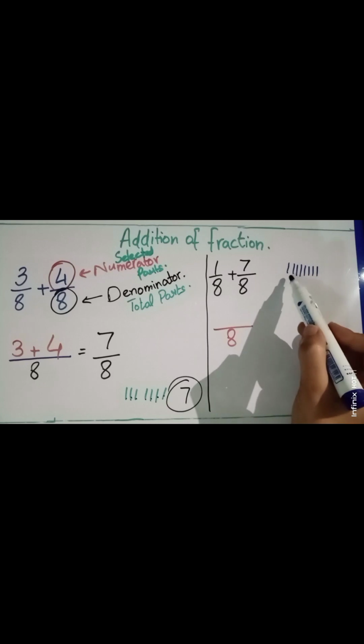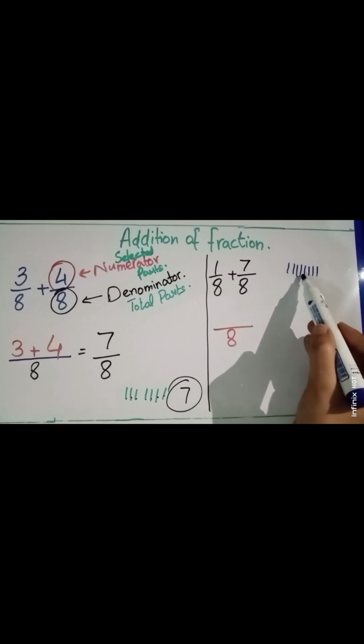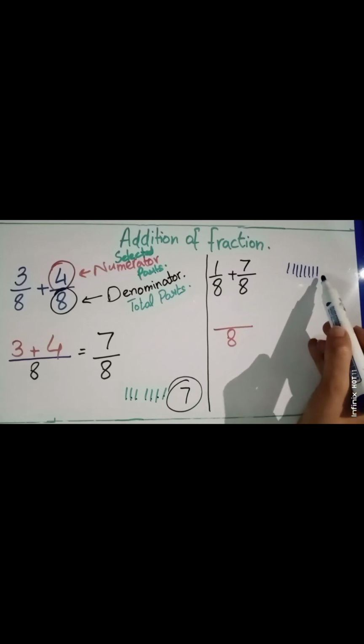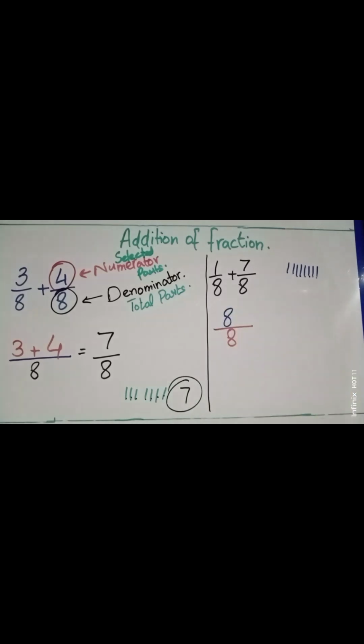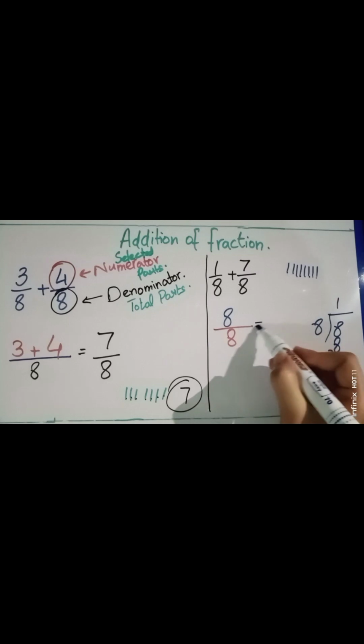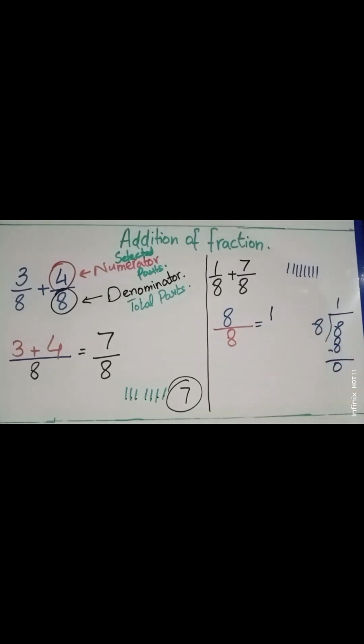Now let's add them all together: 1, 2, 3, 4, 5, 6, 7 and 8. So the numerator is 8. That means it's 8 by 8. If we divide 8 by 8, as you can see 8 ones are 8, so 8 minus 8 is 0. That means the answer of this fraction is 1.